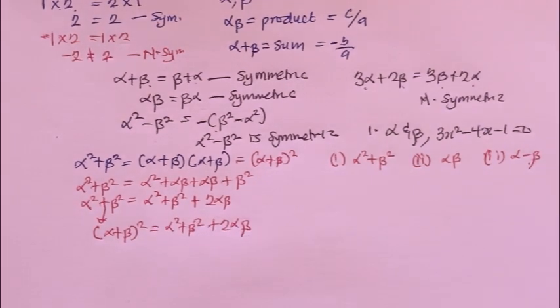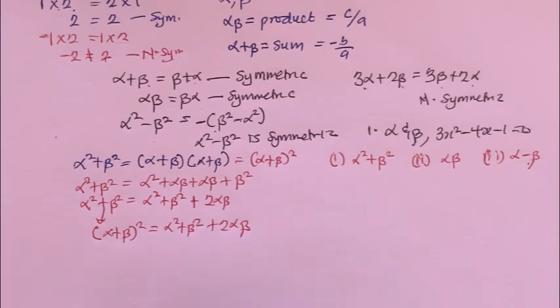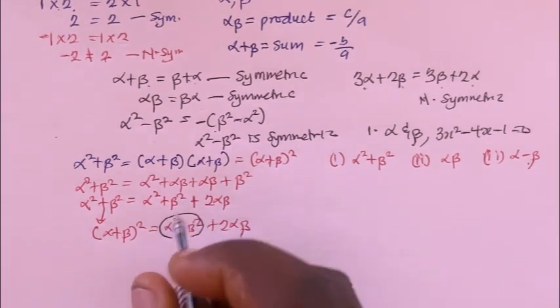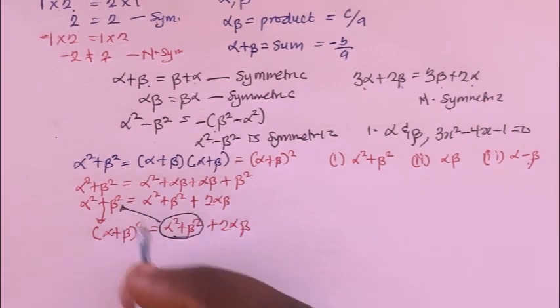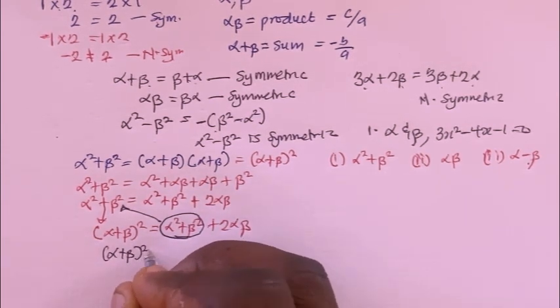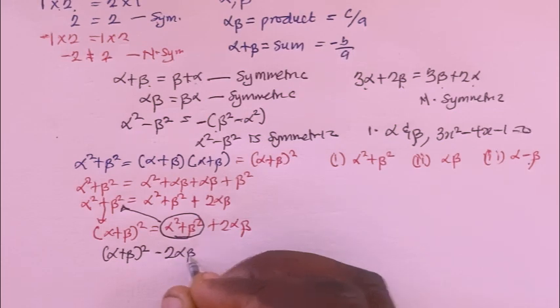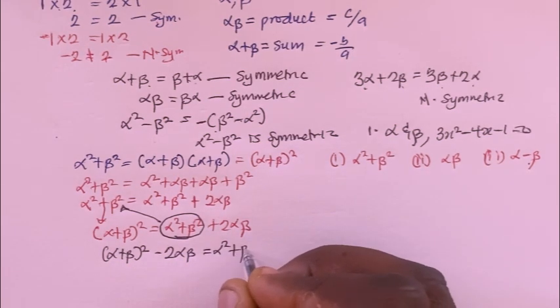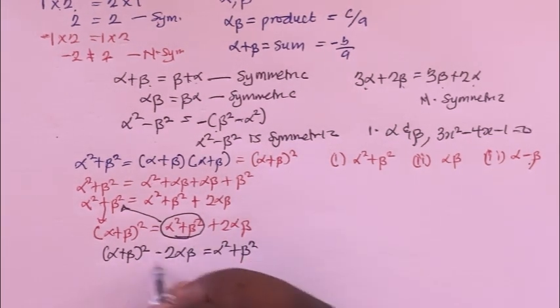Now if you look at this very well, this expression here is the same thing as writing what? Then let me just bring this one to the other side. I'm going to have alpha plus beta all squared minus 2 alpha beta equals alpha squared plus beta squared. So that's just it. So now let's just solve this question.